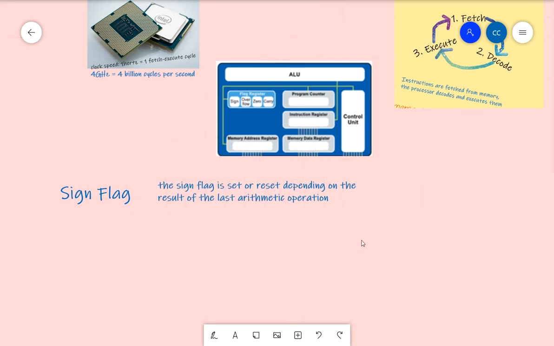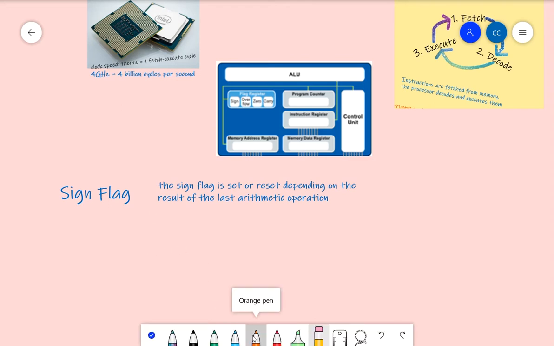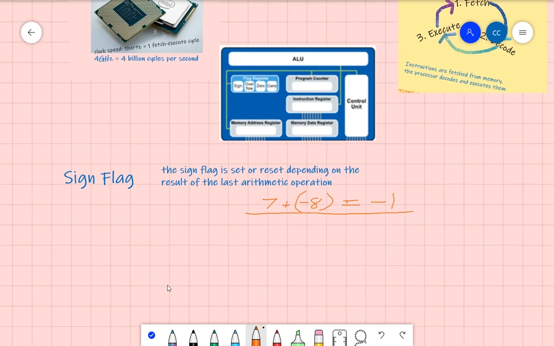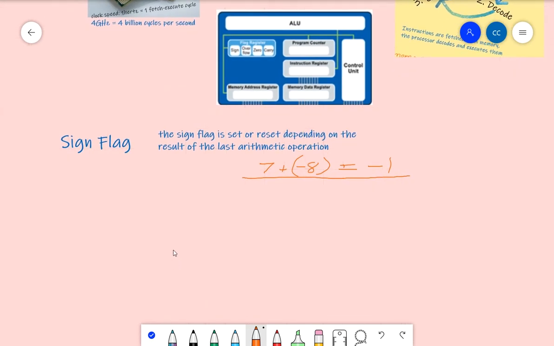So let's think about an operation that would be carried out. Let's say in decimal we were doing the calculation 7 plus -8. We would know that the result would be -1. Now, in the arithmetic logic unit, it would use 2's complement, so it would be an addition using 2's complement. So let's see what that would look like.